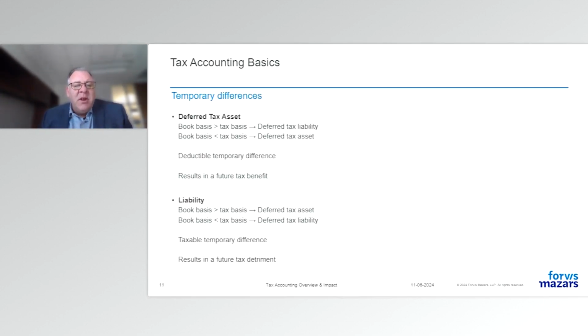This is a little bit here where you have an asset, to the extent you have book basis greater than tax basis, we'll have a deferred tax liability. If you have book basis less than tax basis, you have a deferred tax asset. Essentially, anytime you have a deductible temporary difference, you'll have something that results in a future tax benefit, so you'll have a deferred tax asset. On the other side, you'll have a deferred tax liability whenever there's a future tax detriment, otherwise referred to as a taxable temporary difference.